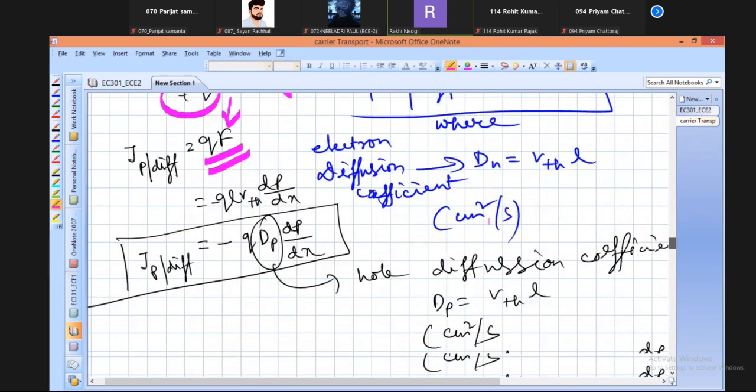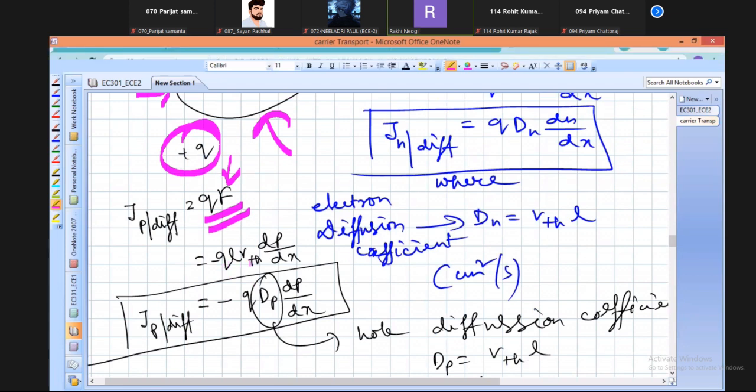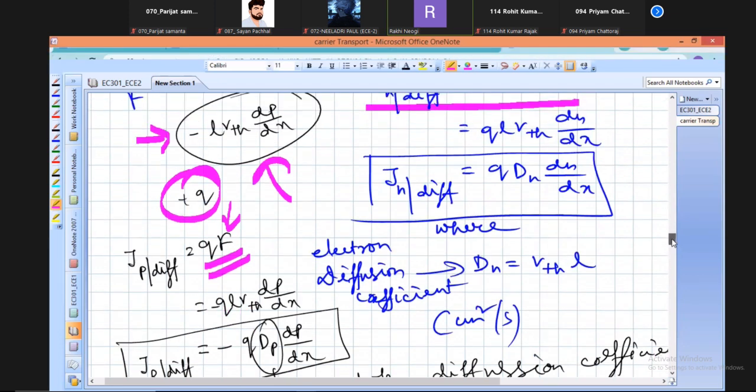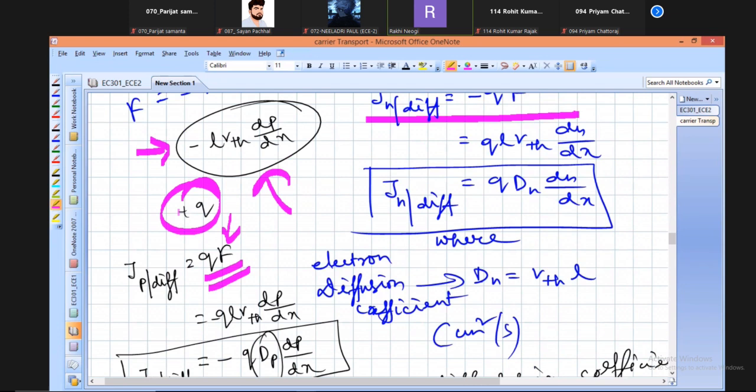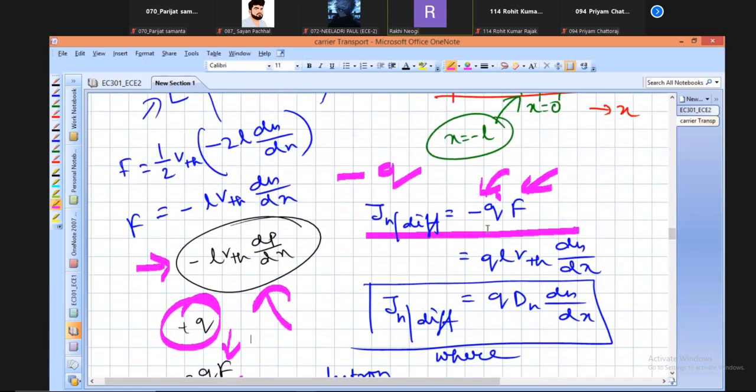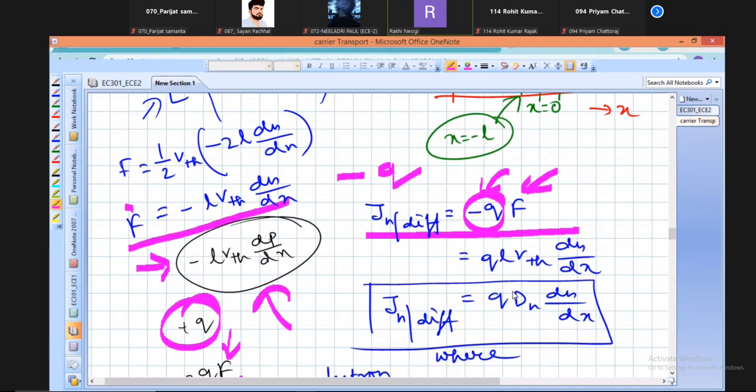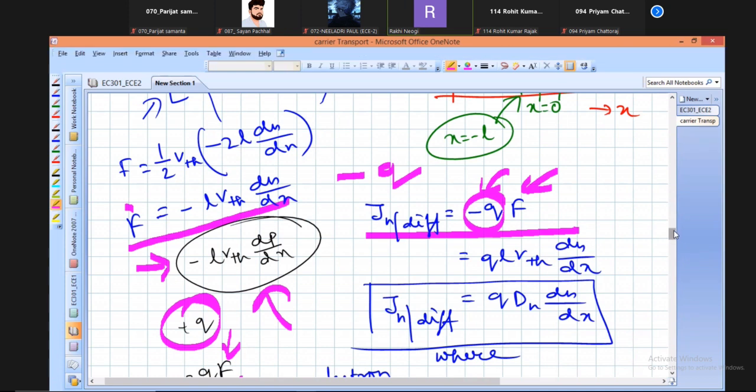So what will I get here? Minus q D_p dp/dx. Why minus? Because plus q times minus D_p dp/dx gives plus times minus. In the electron case, why does the minus sign not exist? Q is minus, since electron carries negative charge, and S is also minus. So minus minus will be plus.